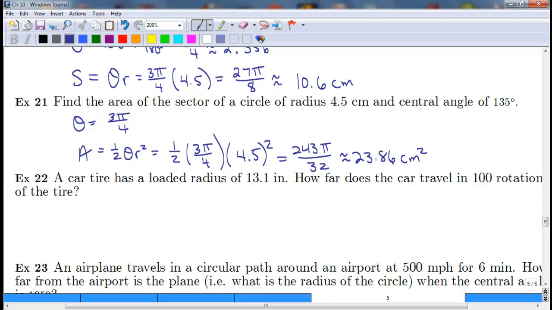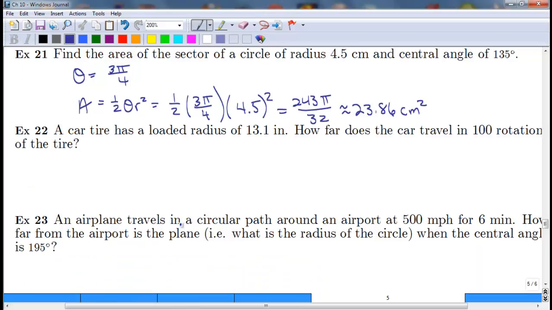We can also look at these sectors as lengths. So when we talk about things that rotate, we can talk about the length that they travel linearly. If you think about a tire, it's transforming rotation into linear speed and movement because you're moving the car along a road and not around a wheel. So if we look at a car tire, for instance, it has a loaded radius of 13.1 inches. So we're saying that the car with the load on it, on that tire, is 13.1 inch radius. How far does the car travel in 100 rotations of the tire?